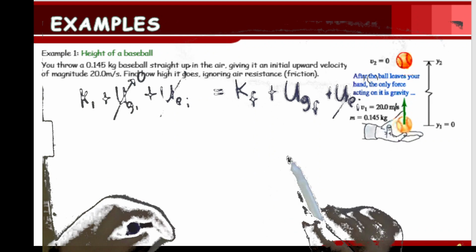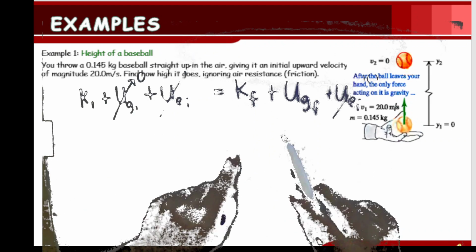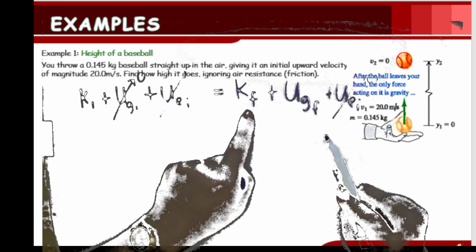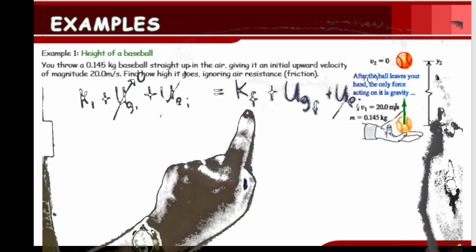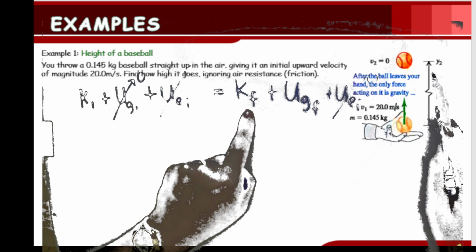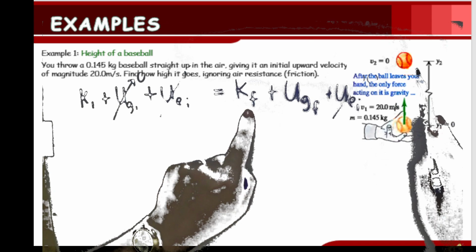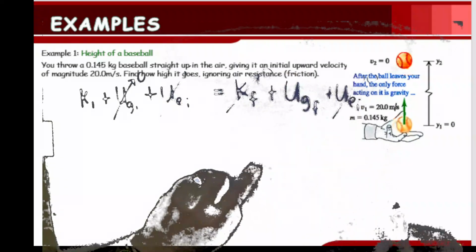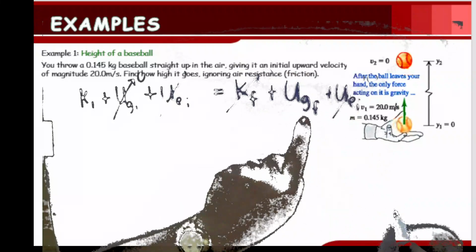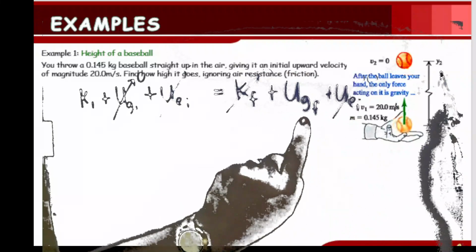Now, for the final kinetic energy, kinetic energy is 1/2 mv squared. At the final position, do we have a final velocity? No. At the highest point, it is zero. So the kinetic energy will be 0 at the final position.